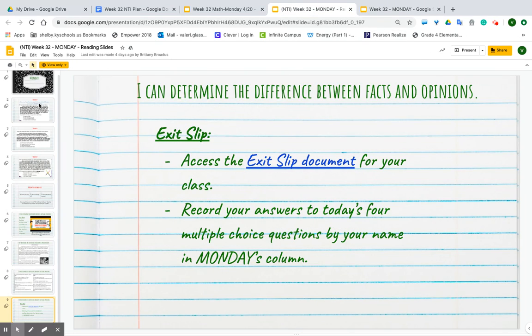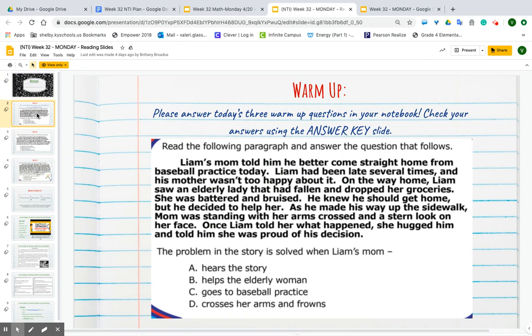Okay, so let's go back up here for Monday's reading. Please answer today's three warm-up questions in your notebook. Check your answers using the answer key. You're just going to use a blank piece of paper to do this. Most of you did not take your notebooks home, and that's fine. So you're going to read the following paragraph, and let's read it together.